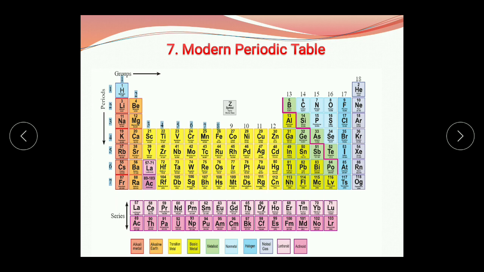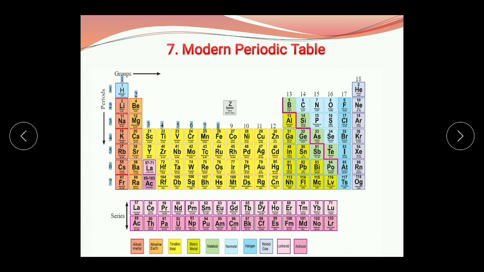This table can be classified in 3 different ways, as groups and rows, or groups and periods. It can also be classified as S block, P block, D block and F block elements. Also, we can identify the metals, non-metals and metalloids in this periodic table. So, we can classify the same number of elements in a variety of ways.